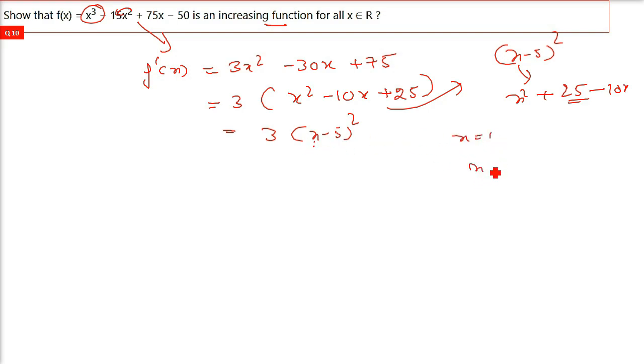So it will always be increasing. Now let me show you, for those who can understand by example, an example here. We have this 3, which has no problem. It is a constant. It is positive. So we don't have to worry about 3.